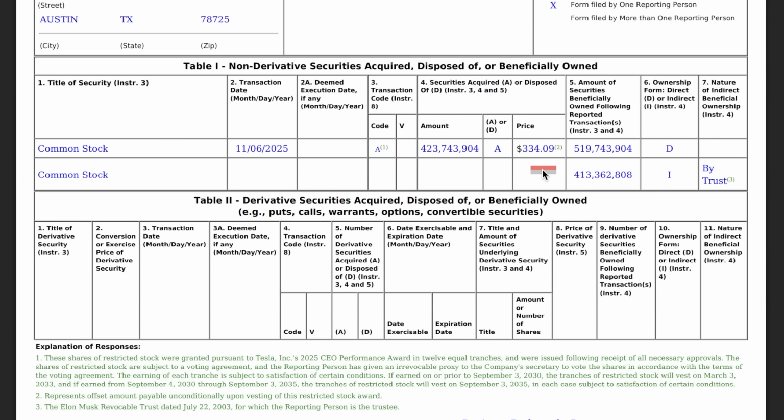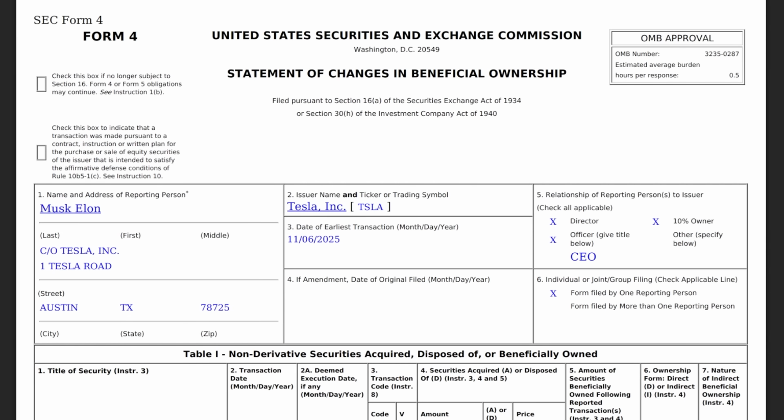But again, please keep in mind, a huge portion of the shares he directly owns are restricted shares, and as we've covered at length, he needs to earn all of those tranches to actually keep or earn those shares. For now, they are just granted. And the shares of restricted stock are subject to a voting agreement, and the reporting person, Elon, has given an irrevocable proxy to the company's secretary to vote the shares in accordance with the terms of the voting agreement. But all you need to know, for Elon, it is now officially go time.